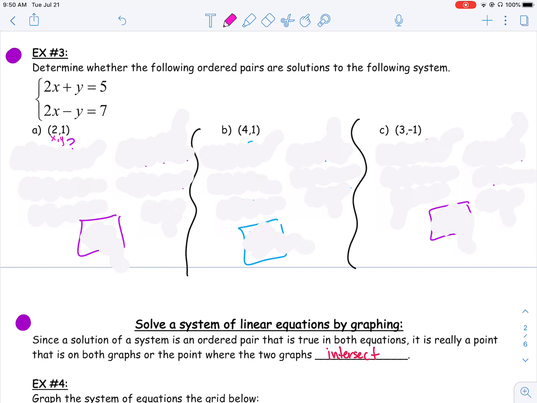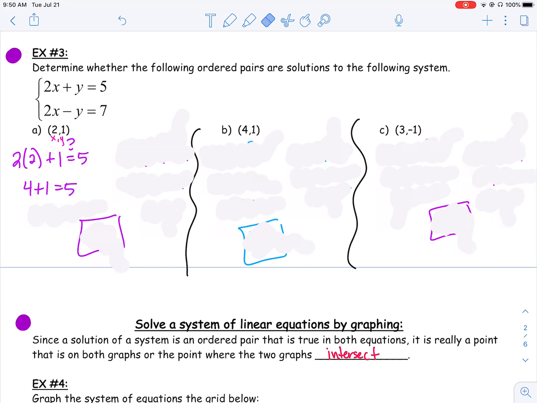So if you look at A, I can take the system of equations, and wherever I see an x, I can plug in a 2. Wherever I see a y, I'm going to plug in a 1. So I'm going to take the first equation and rewrite it. Instead of an x, I'm going to substitute in a 2, and instead of a y, I'm going to substitute in a 1. So I have the equation 2 times 2 plus 1 equals 5, and we want to see if this is true.